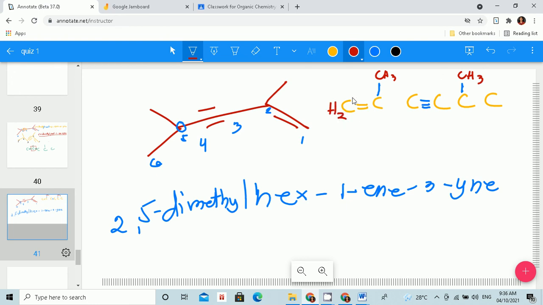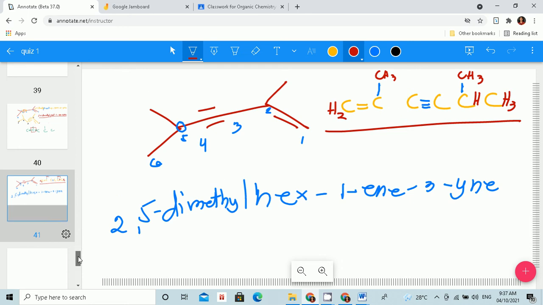Okay, so then we will have the distribution. So this carbon will only get H2. And then this carbon has no H. Then also, this carbon has no H. And this carbon, 1, 2, 3, has an H. Then this has an H3. Okay, so this is our condensed structure.